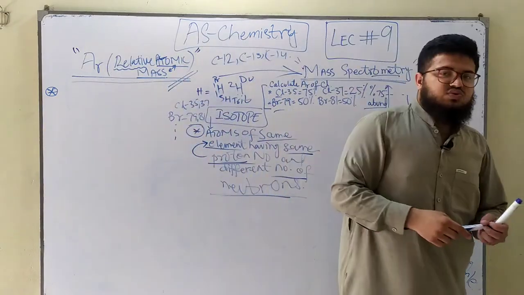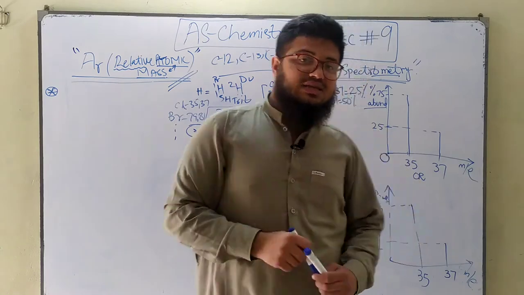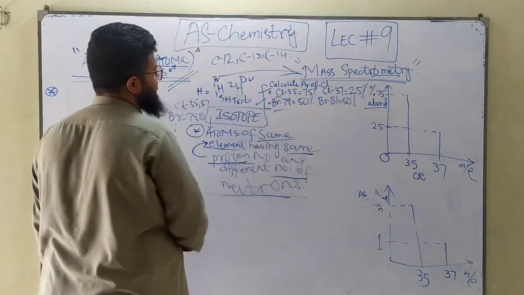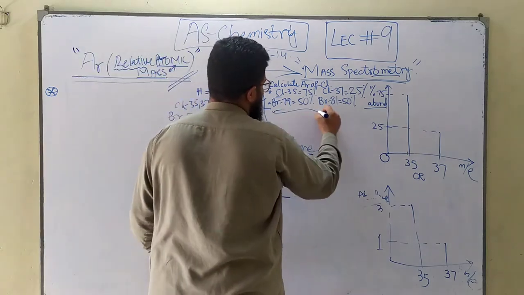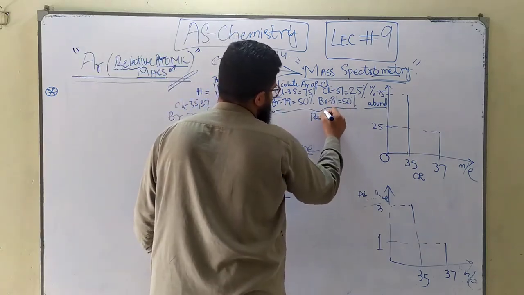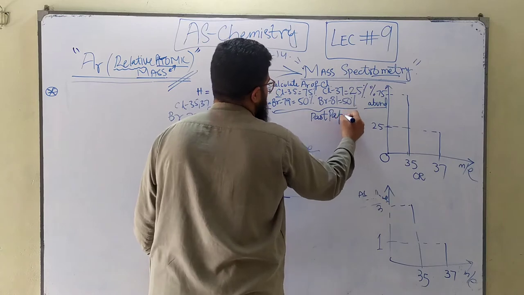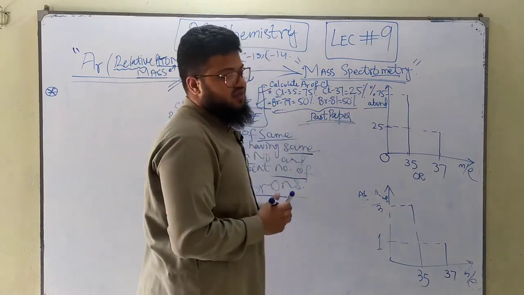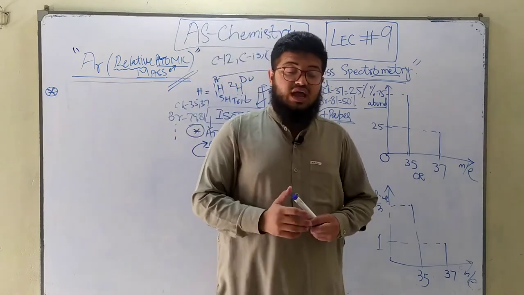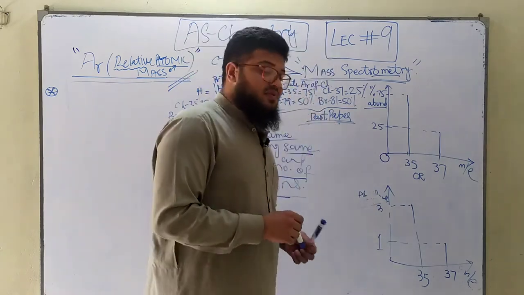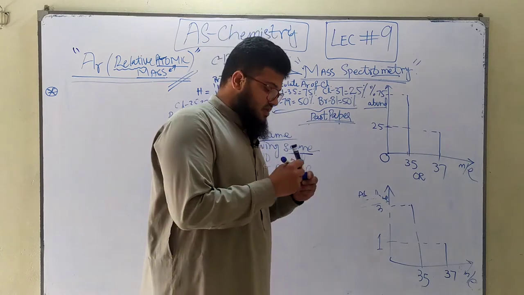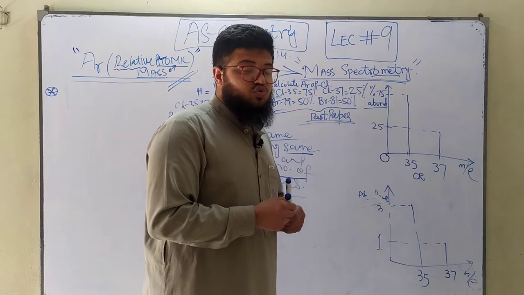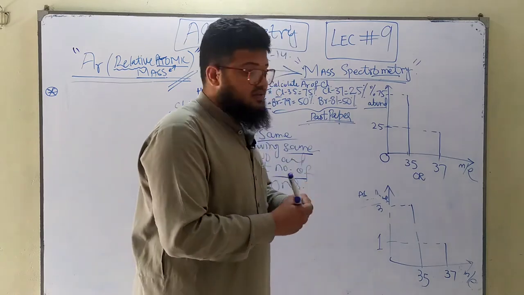The ones that concern us are the chlorine isotopes and the bromine isotopes, because these have been tested tons of times on your past papers. So it's important to learn the percentage abundances of the isotopes of chlorine and bromine. The best thing about these two is that they only have two isotopes in our syllabus.